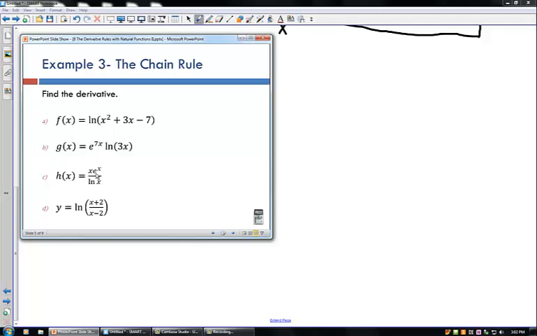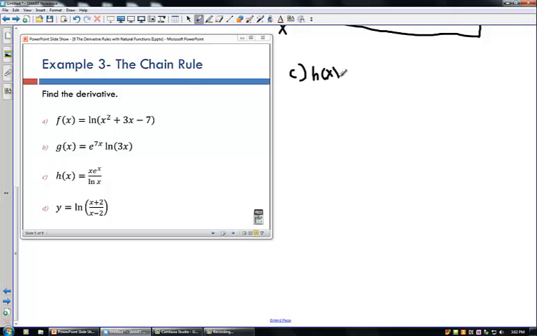I do have an x times e to the x, so I will use a product rule eventually, but I don't want to start out with that because that just involves the high function here. So let's copy this down. Part C, I have h of x equal to x e to the x all divided by ln of x. And this is my high.